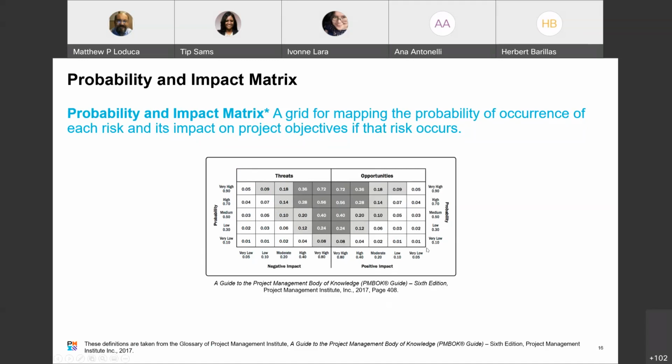Positive impact, same kind of thing. And then probability: how likely is it going to happen? And we weigh this about what we're going to do with it. So it's a grid for mapping the probability of an occurrence of each risk and its impact.